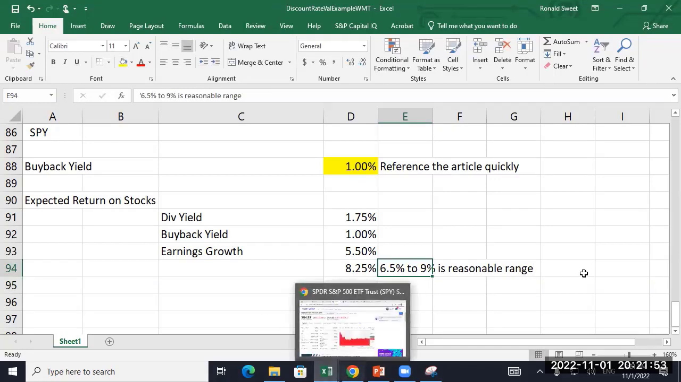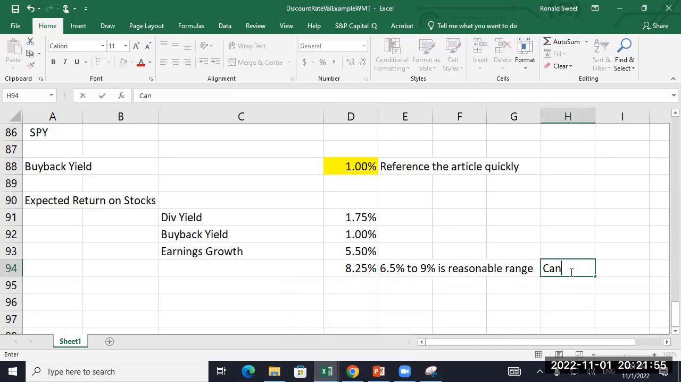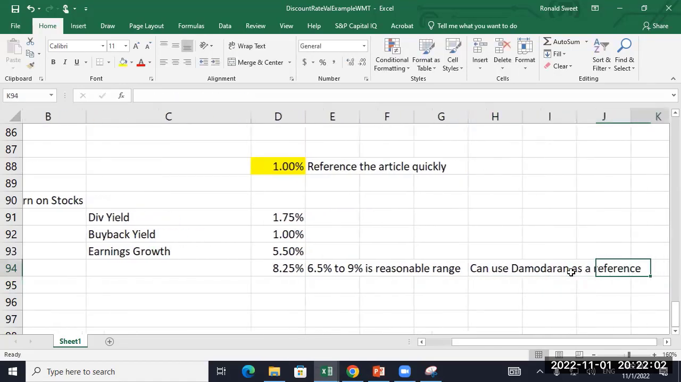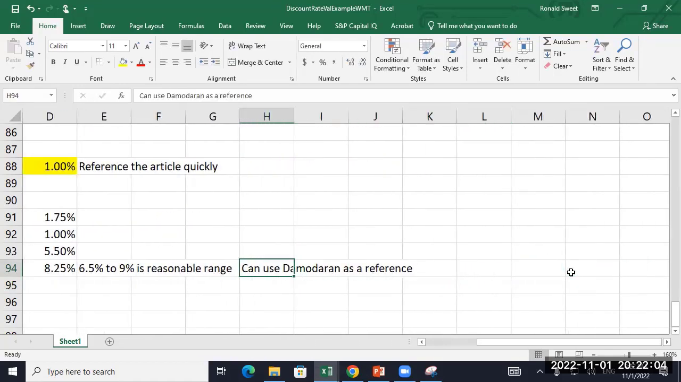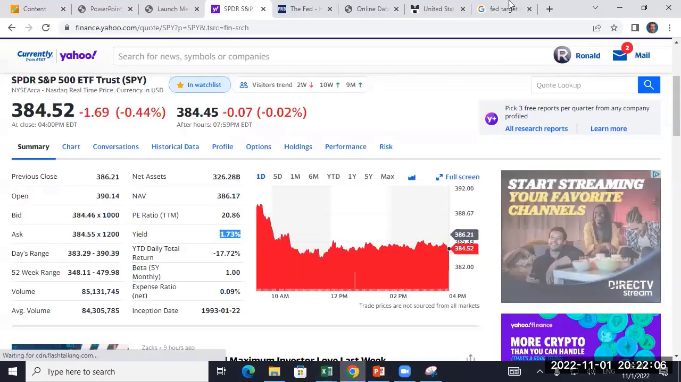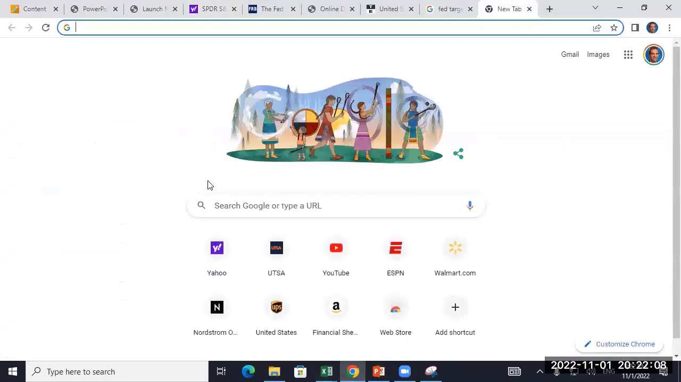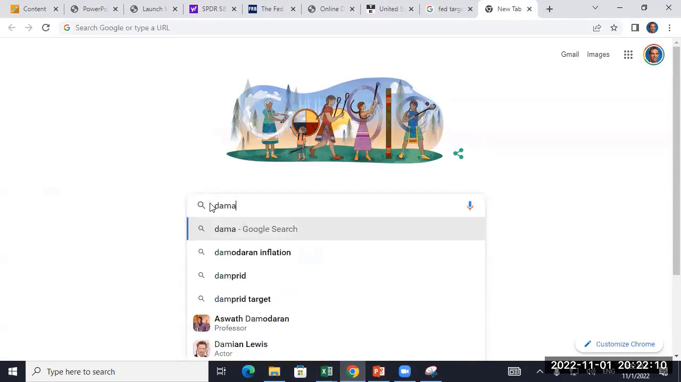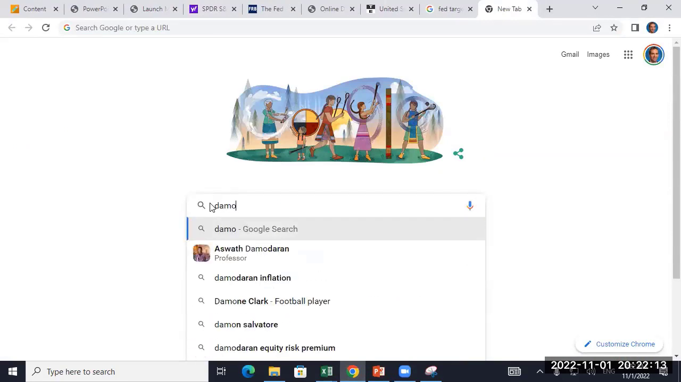Now, you can use Damodaran as a reference if you like. He's pretty easy to reference because everything he does, he puts on the internet. I could probably find the first and last name of all of his kids out there because he puts everything out there.